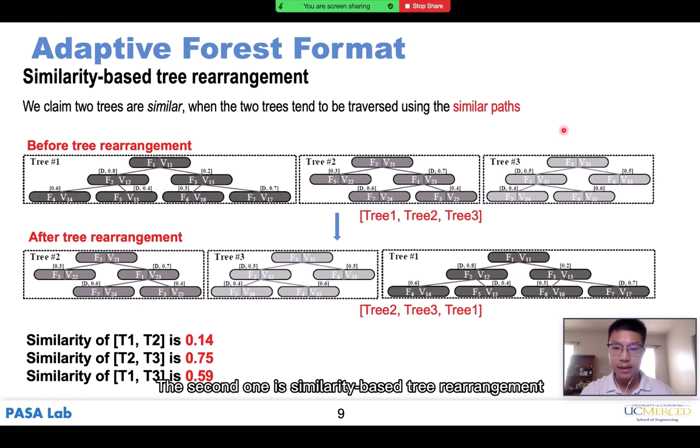The second one is similarity-based tree arrangement. We address the load imbalance problem based on the similarity of trees. We claim two trees are similar if during inference the two trees tend to be traversed using similar paths and accessing similar attributes. As we can see from this figure, the order of trees laid out in memory is T2, T3, and T1, because T2 and T3 have the largest similarity and T3 and T1 have the second largest similarity.